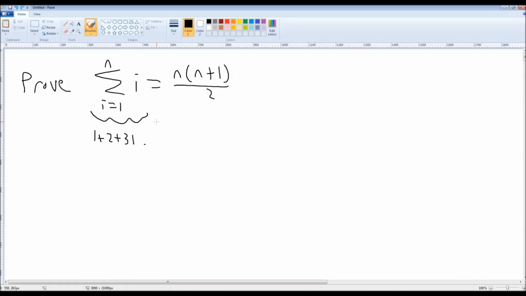Now there are a few ways to prove this problem, so I want to prove it in a couple different ways. The first way is we're going to do a proof by induction.